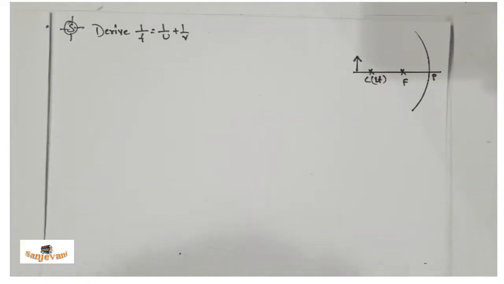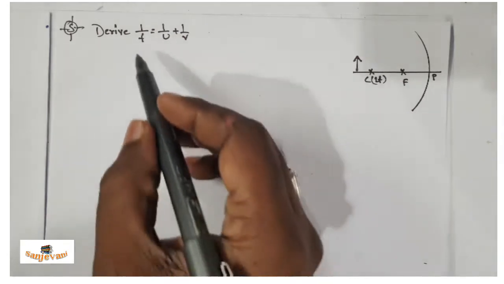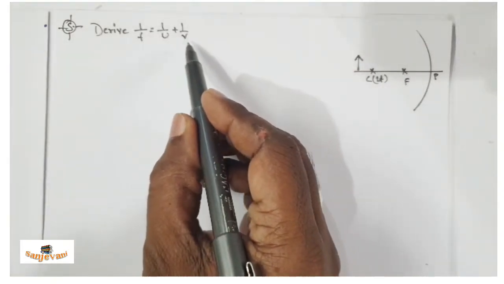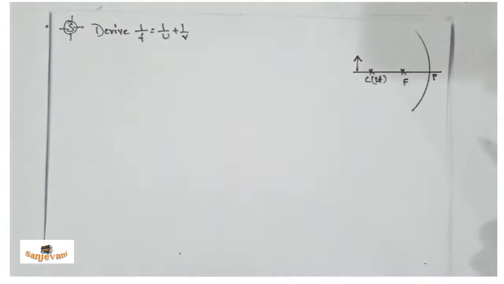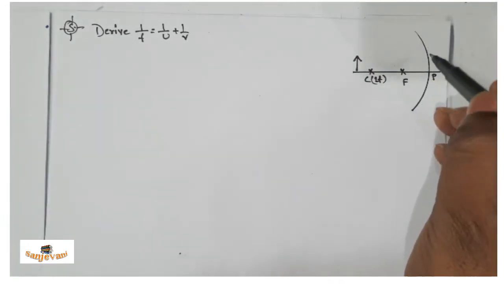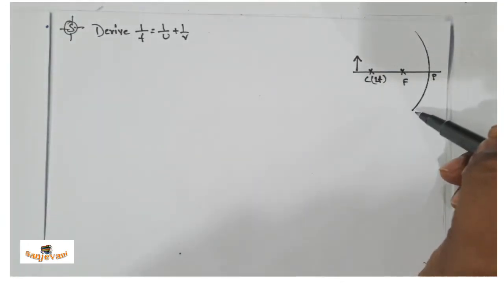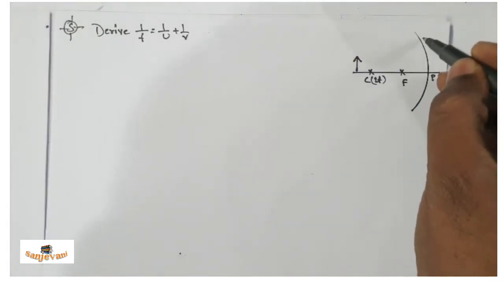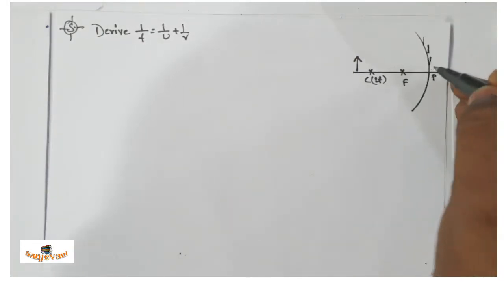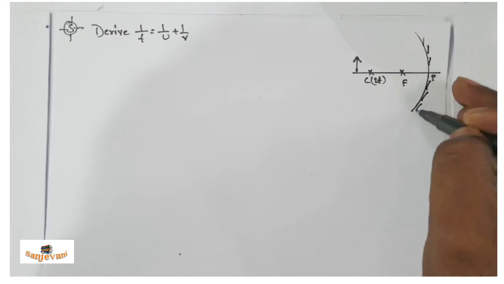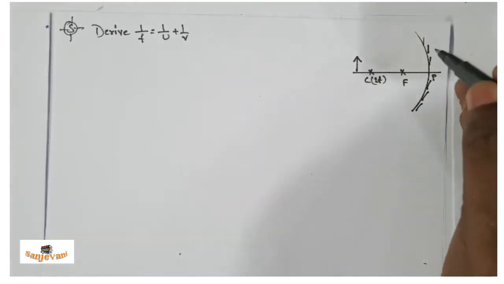Here, let's derive the mirror formula, 1 by f is equal to 1 by u plus 1 by v. Let me draw a concave mirror. It is a concave mirror. Concave mirror means the bulged surface is silvered and the inner surface is made smooth. Here I made it like that.